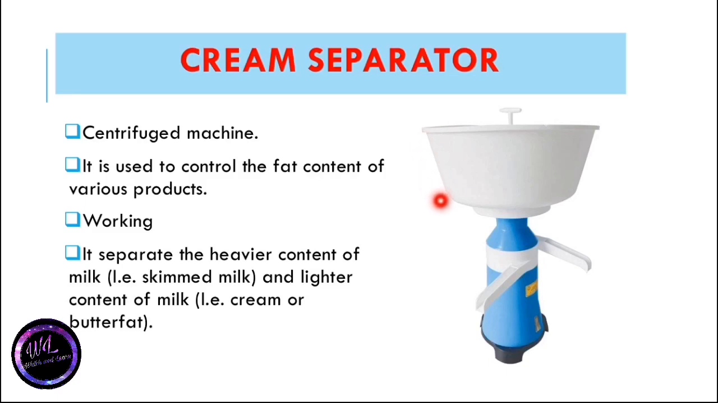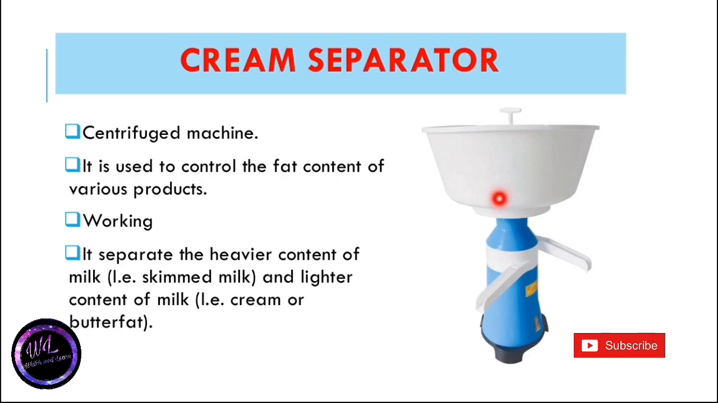Cream separator uses milk and it separates the heavier content of milk from the lighter content of milk. How? Let's see. If we see the working of a cream separator, it has this bowl. When this bowl spins at a very high speed, what would happen? This speed would cause the heavier content of milk to move outward in the bowl and push the lighter content of the milk inward towards the spinning axis. The heavier content of the milk is skimmed milk and the lighter content of the milk is cream or butter fat.